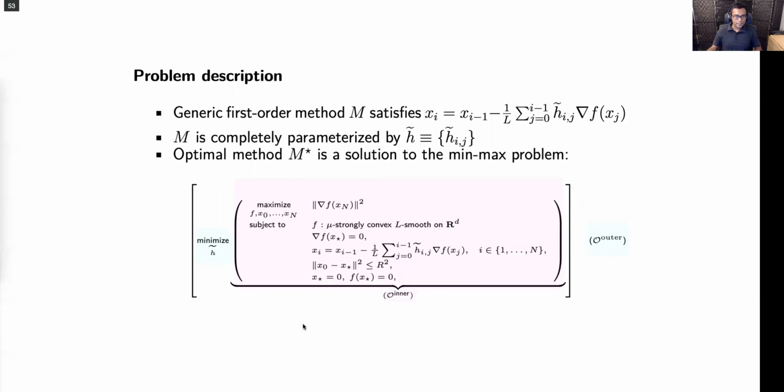So in the inner problem, I have the worst case performance measure subject to the different constraints. And the outer problem is trying to minimize that worst case performance measure. Now note that because this is a first order method, without any loss of generality, we can translate our optimal point x star to 0, and we can assume without loss of generality that the optimal function value at the optimal point is also 0.